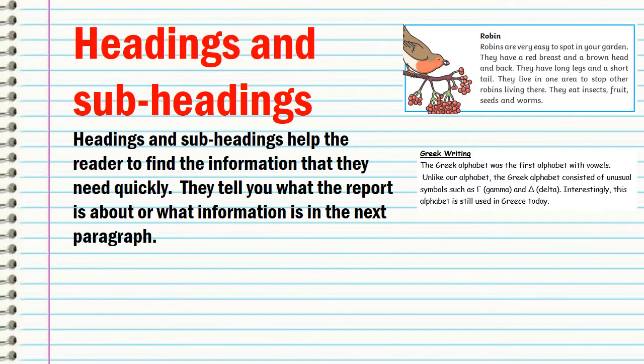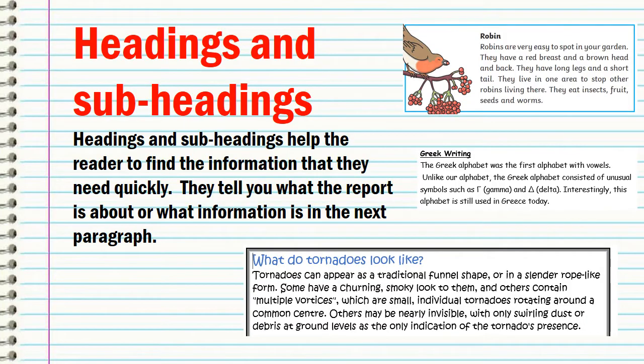Here's the next one. Yeah, so this paragraph here is from a non-chronological report about the ancient Greeks, and this particular paragraph is about Greek writing, as our subheading tells us. And the last one, yeah, this one is about what do tornadoes look like. So this particular paragraph has all of the information about that subject in it.